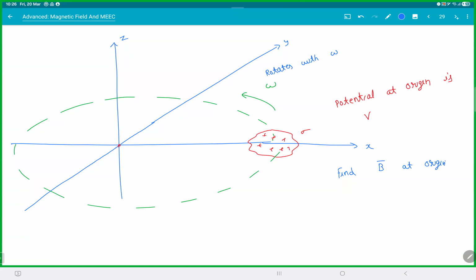So you have some random piece. It is in the plane. Shape, give, nothing we know. We just know this thing is generating a potential V at the center. If it starts rotating with omega, find the magnetic field.